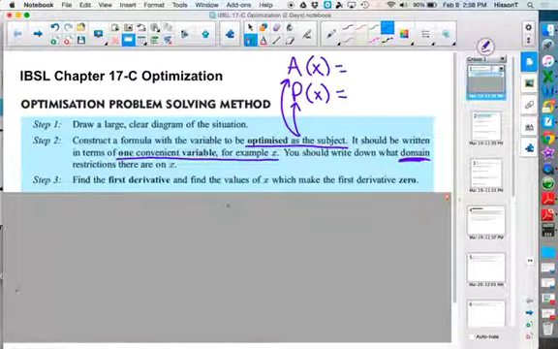Thirdly, find the derivative and the values that make the derivative 0. You're finding those critical values, because we know that that's where our max and min points usually lie, at those critical values.